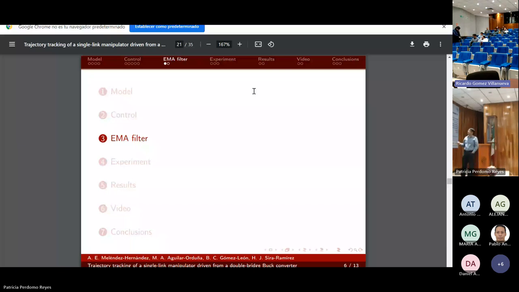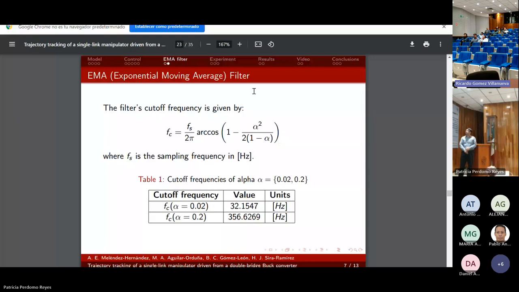And when alpha is equal to 0, there is no output, because all frequencies which enter this EMA filter don't pass through the filter. The filter cutoff frequency is given by this expression, and below we have the cutoff frequencies. The first one is used for the buck converter, and the second one is used for the motor pendulum. It's easy to see that for lower alphas, we also have lower cutoff frequencies.